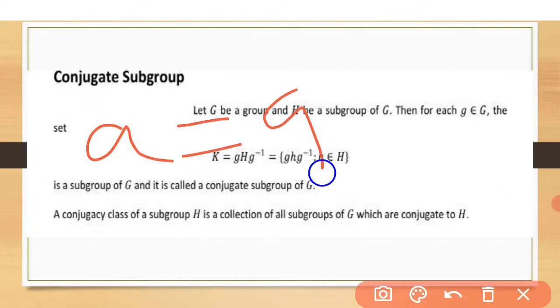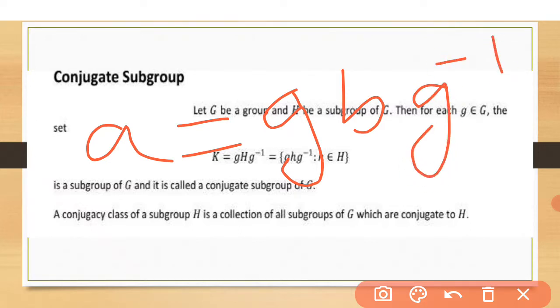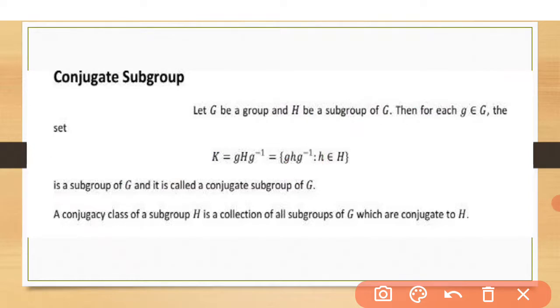Similarly, a is equal to g b g inverse, where g also belongs to G. Here a is the conjugate of b. These are the elements of G. But here we are talking about subgroups. Let G be the group and H be the subgroup of G. Then for each small g belonging to capital G, the set K is a subgroup of G and H is also a subgroup of G, then these subgroups are conjugate of each other.